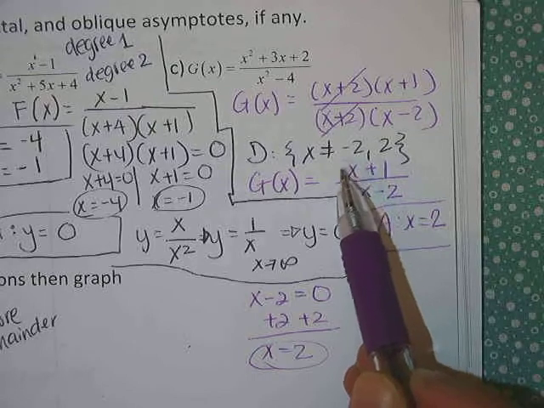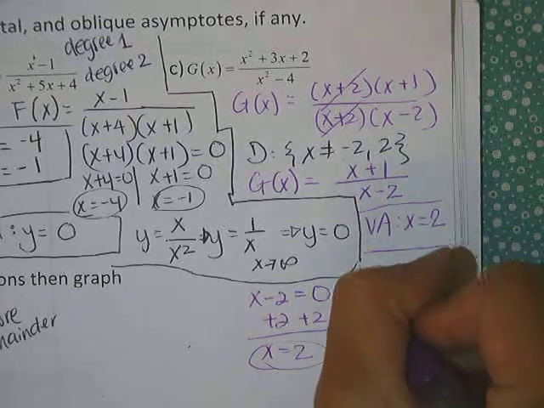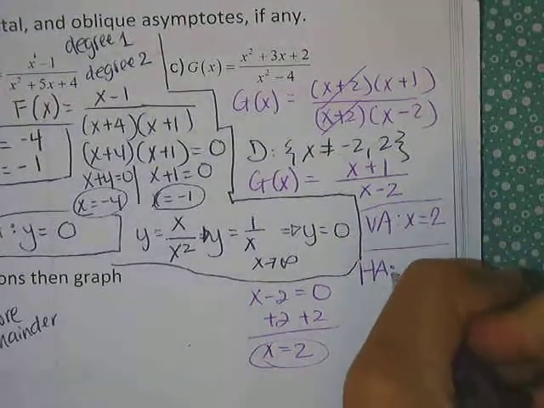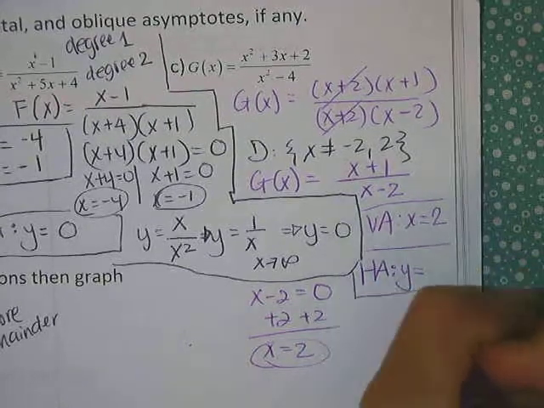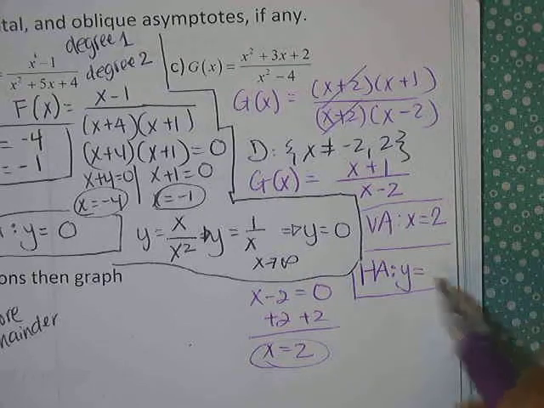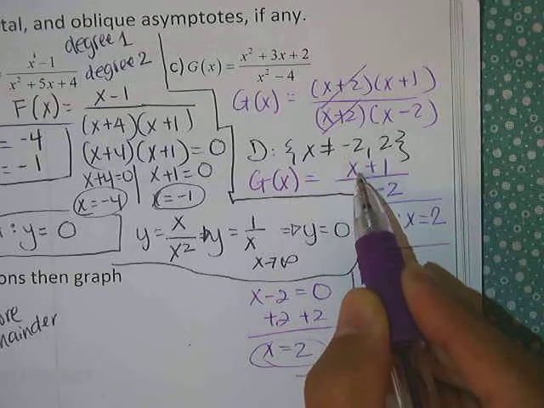Now, let's check to see if I'm going to have an oblique asymptote or a horizontal asymptote. This is a degree of 1 on the numerator, because this is actually the first power. This is a degree of 1 again on the denominator. So the degree of the numerator is not greater than the degree of the denominator. Therefore, this is a horizontal asymptote.